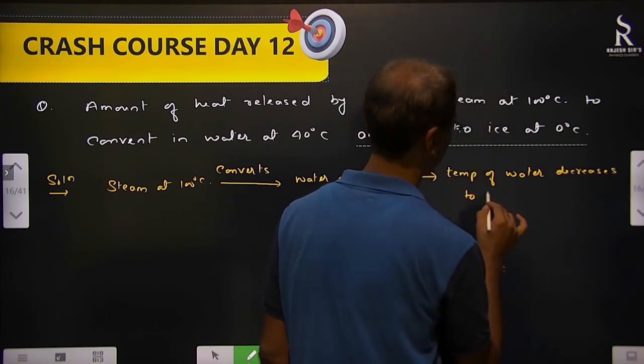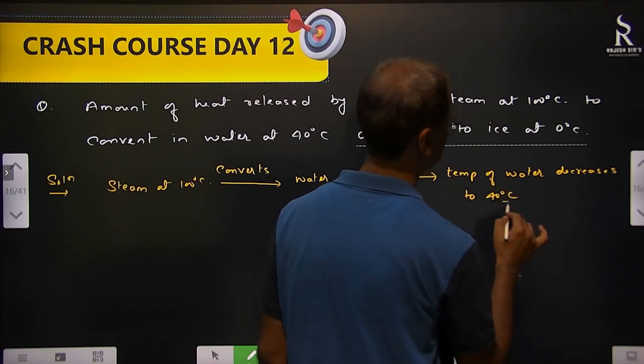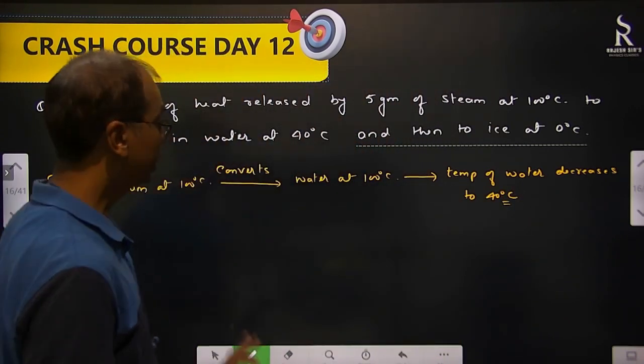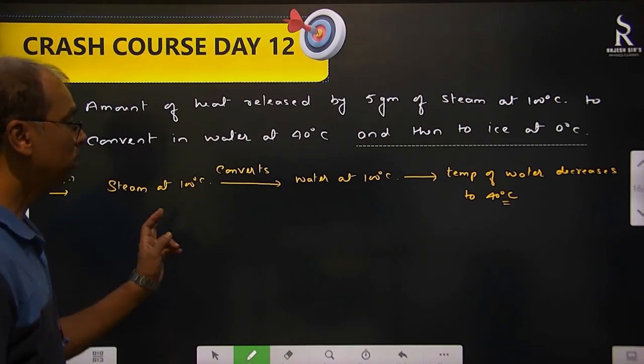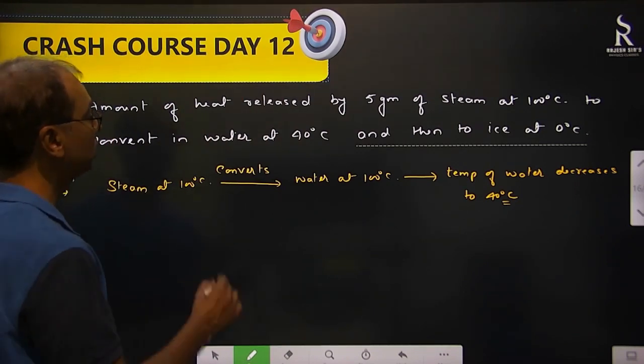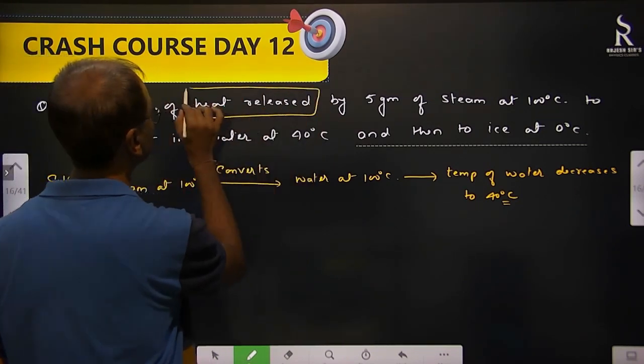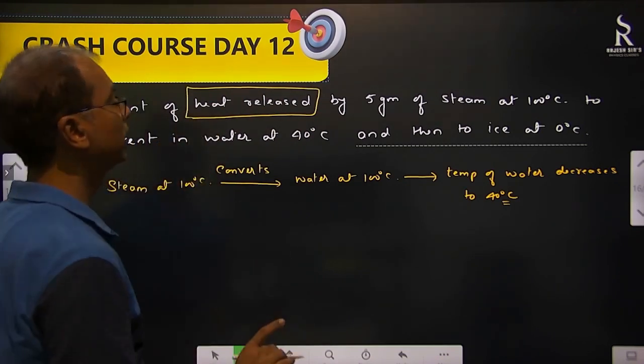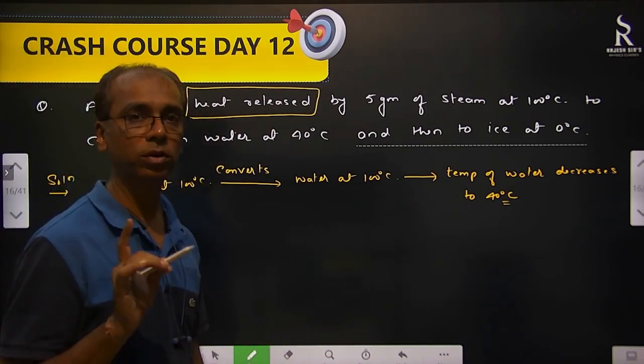Decreases to 40 degrees centigrade. This is happening. Again, two steps are there. Steam converts into water. So, what does it do? It releases heat. Steam always has more amount of energy as compared to water.